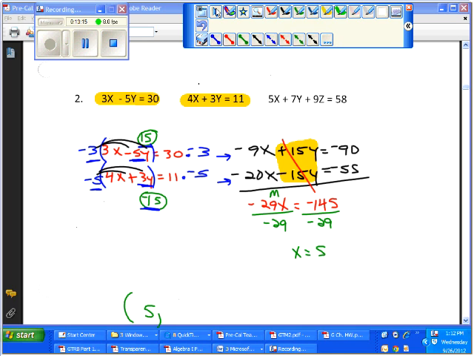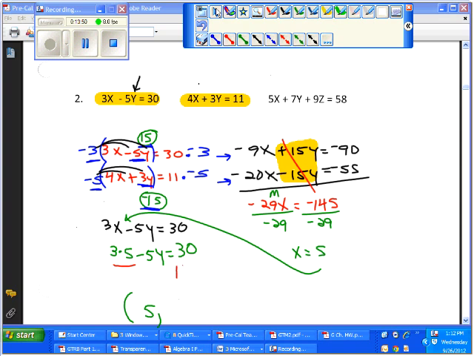It's going to be x, y, z. Now, how are we going to get our y? We've got to plug the x into one of these originals, right? So if we just take this original, 3x minus 5y equals 30. We need a place that's got an x and y in it, right? And we're going to plug in that x into a place that has an x and y to solve for our y. So we're going to have 3 times an x of 5 minus 5y equals 30.